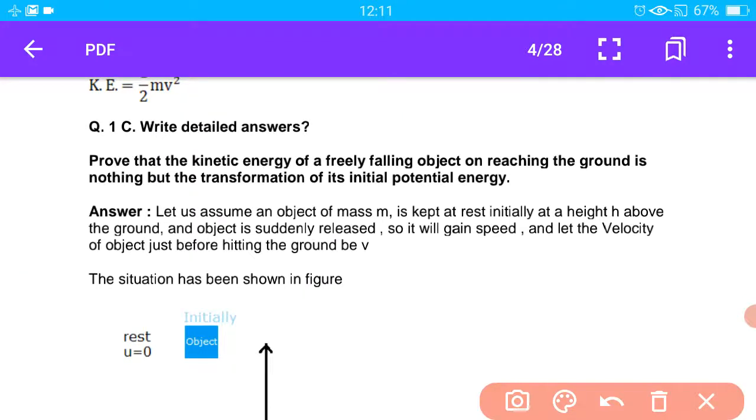And the next, question number 1c. Write detailed answer. Prove that the kinetic energy of a freely falling object on reaching the ground is nothing but the transformation of its initial potential energy. Answer. Let us assume an object of mass m is kept at rest initially at the height h above the ground, and the object is suddenly released. So it will gain speed, and let the velocity of the object just before hitting the ground be v. The situation has been shown in the figure.